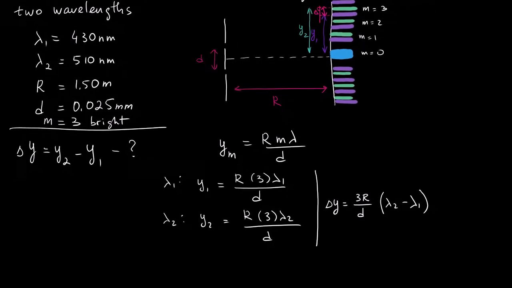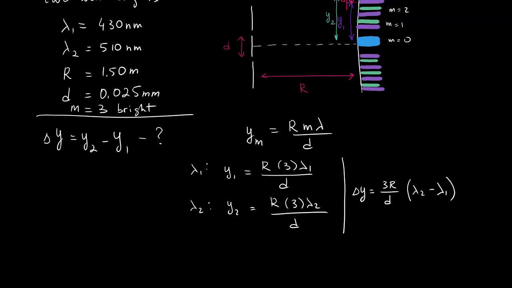All we need to do is plug in the numbers that we have. So delta y equals 3 times, r is 1.50 meters, divided by the separation of the slits, 0.025 millimeters. So let's convert it to meters, times 10 to the negative 3 meters, and times lambda 2 is 510 nanometers, so convert it to meters.